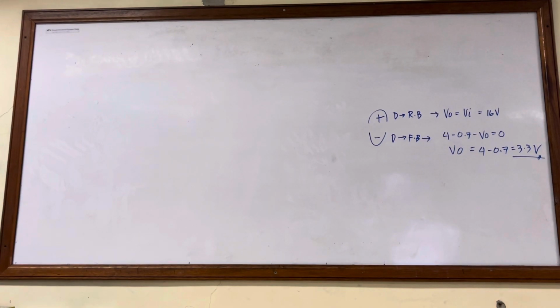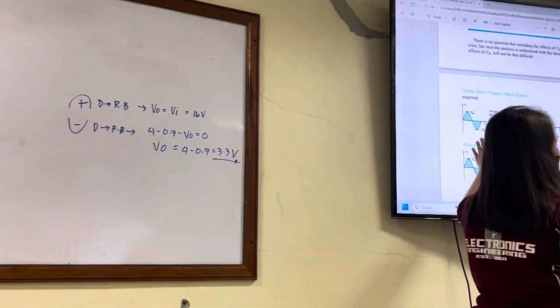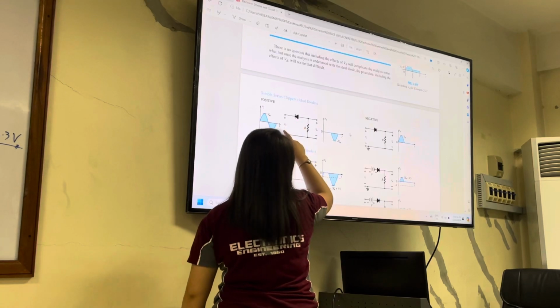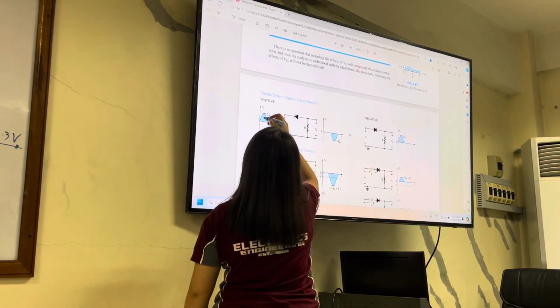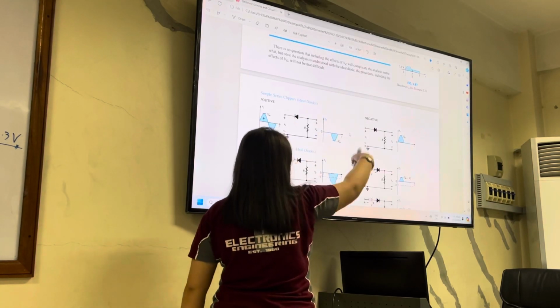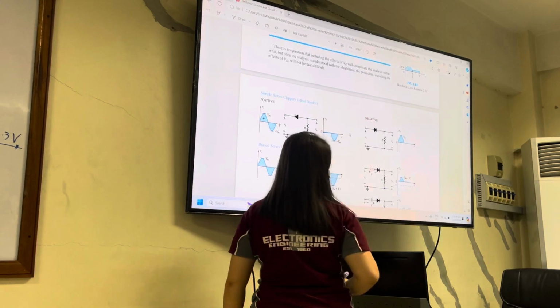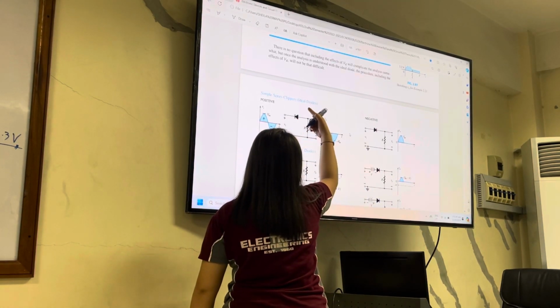If it clips the positive portion, it is a positive clipper. If it clips the negative portion, it is a negative clipper. Okay. So for example, we have this sinusoidal signal, or waveform. In this one, at the positive half cycle, it is reverse biased, so the output is 0. At the negative half cycle, the diode is forward biased.